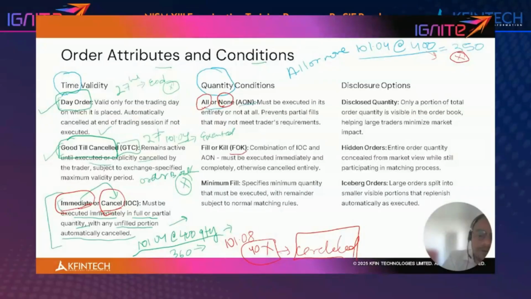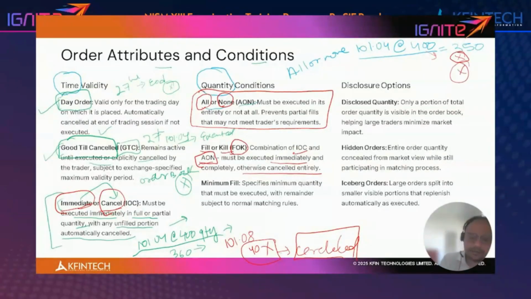Then there is the FOK, fill or kill. It is a combination of IOC and AON, must be executed immediately, otherwise cancelled entirely. Again, as I mentioned, in AON, it will not execute until all the quantities are filled. In FOK, it will be AON plus IOC. If it is getting executed immediately, it's okay. Otherwise, it will automatically get cancelled.